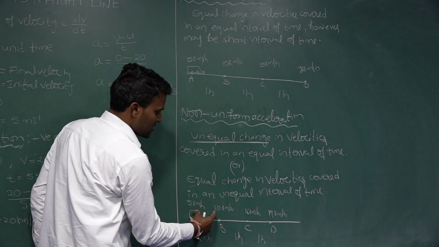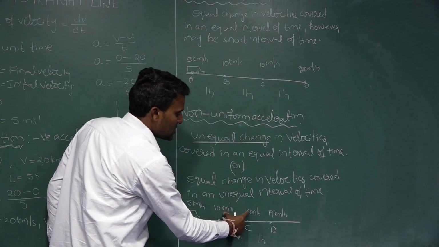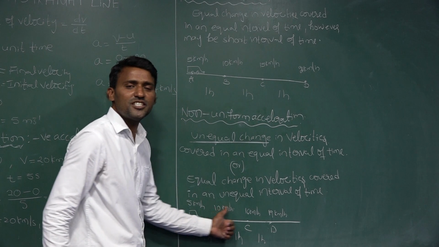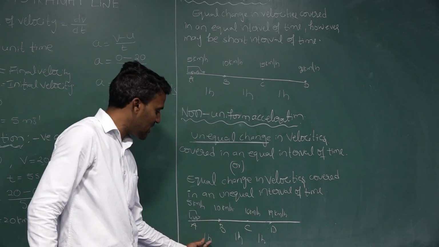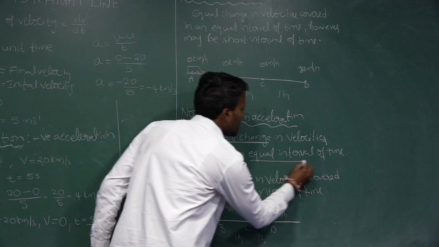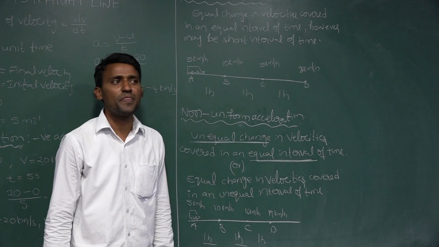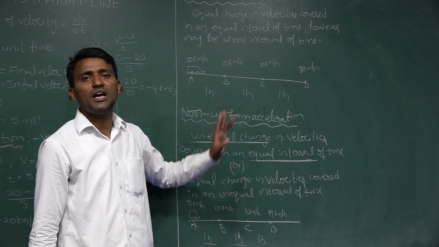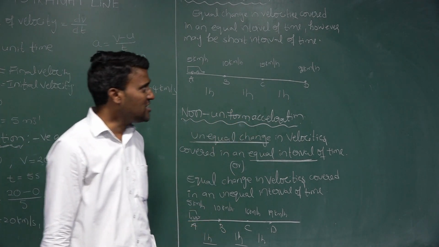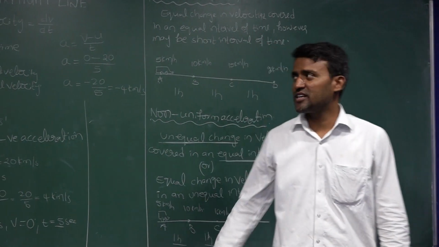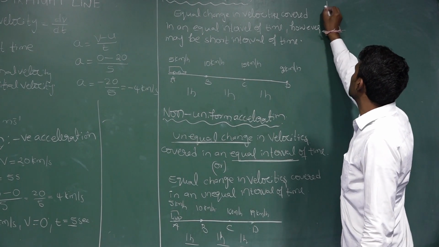Unequal change in velocity. See here, this is 5, 6, 3. Unequal change in velocity is covered in an equal interval of time: 1 hour, 1 hour, 1 hour. That is called non-uniform acceleration. And the next one, instantaneous acceleration. We can discuss instantaneous acceleration.